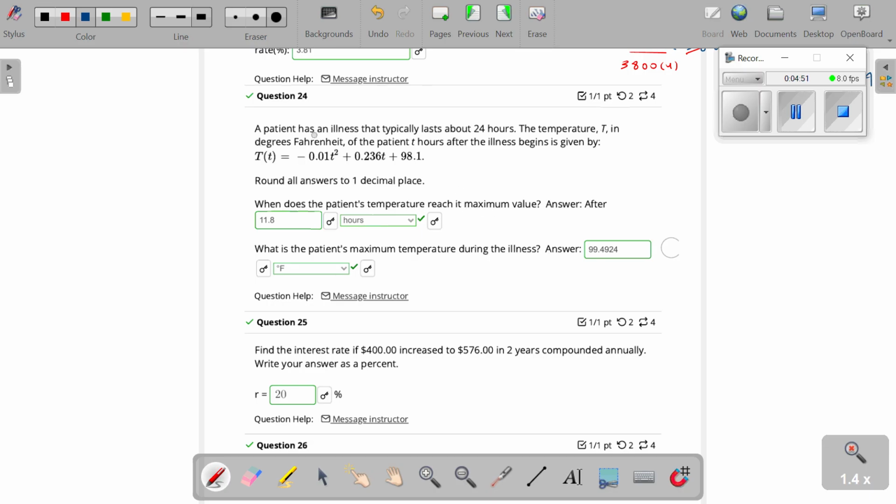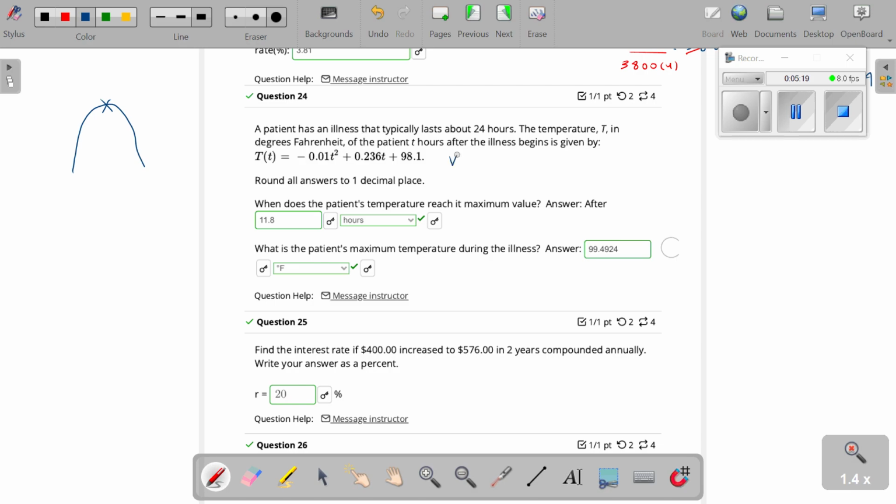So first of all, I know this is a quadratic formula, and it goes downward because the a value is negative. So it's going to be something like this. The temperature goes up and then after a while goes down. The maximum temperature is the vertex of this parabola, basically. So how do I find the vertex of a parabola when you're given a quadratic equation?